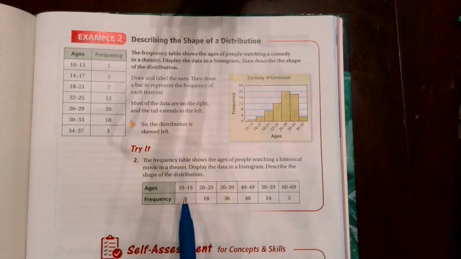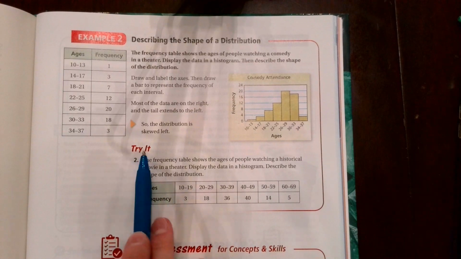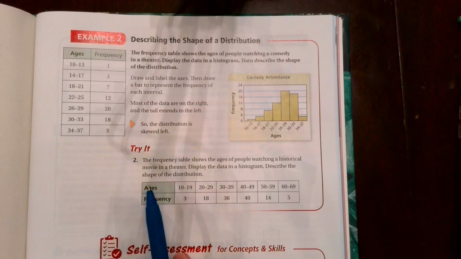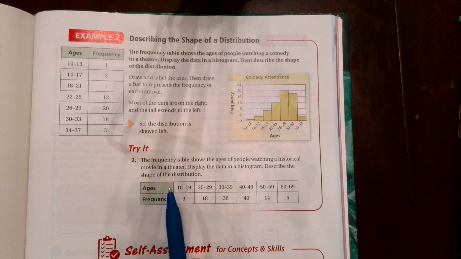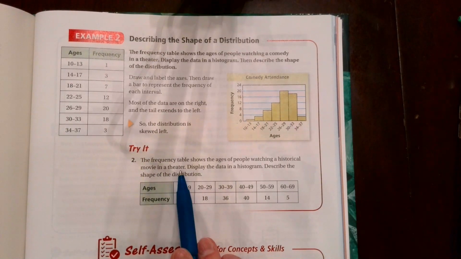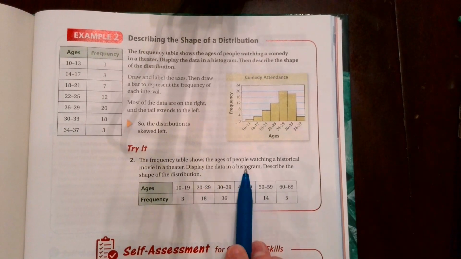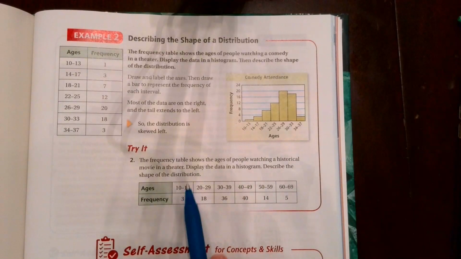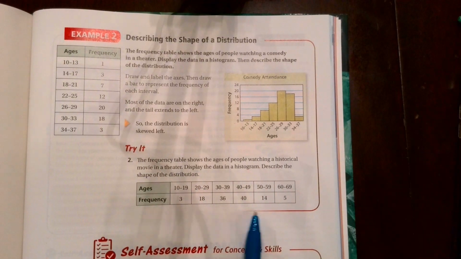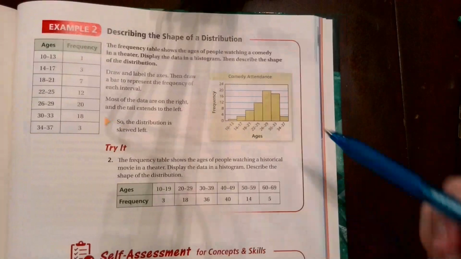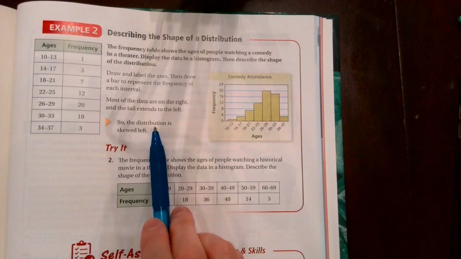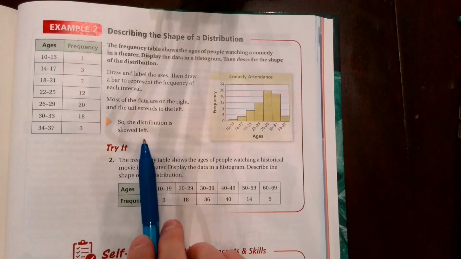So now a frequency table down here, we're going to do try it, and you are going to try it. The frequency table shows the ages of people watching a historical movie in a theater. Display the data in a histogram and describe the shape of the distribution. So go ahead and pause so you have this table, make your histogram, and then say what the distribution is, skewed left, right, or symmetrical.